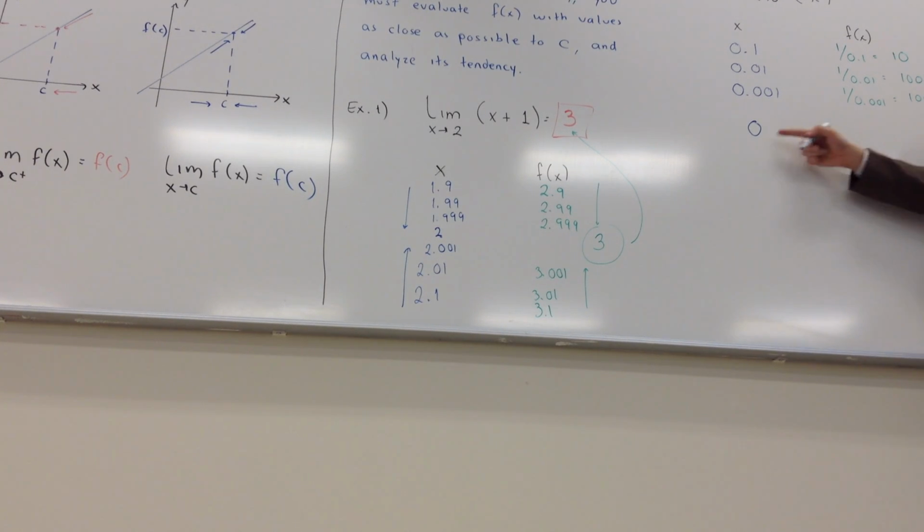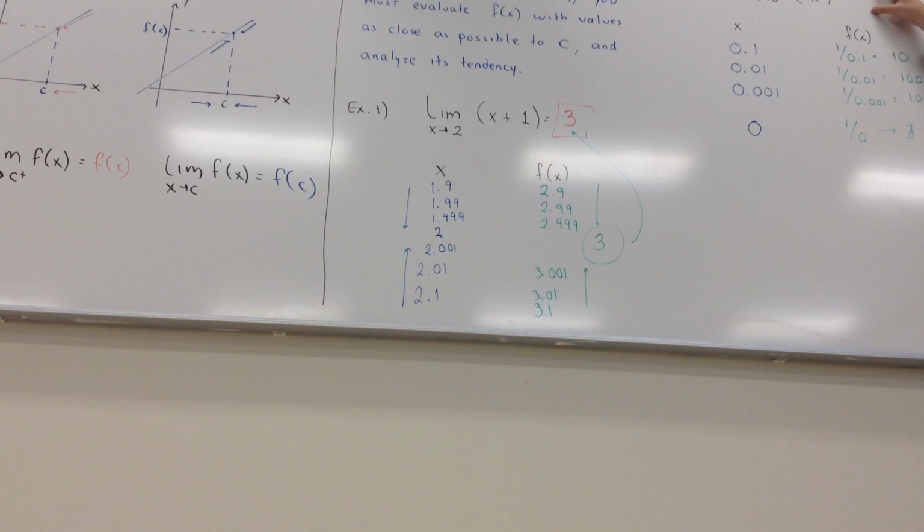But if I were to evaluate at 0 directly, what would be the answer? 1 over 0 is what? It's undefined. Doesn't exist. So, think a little. What would be the answer then? My function is approaching what? What number is it approaching? Infinity. Why infinity?